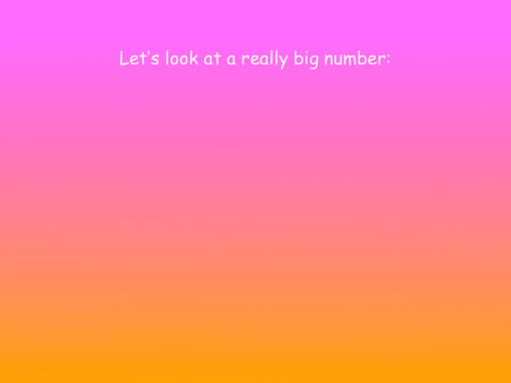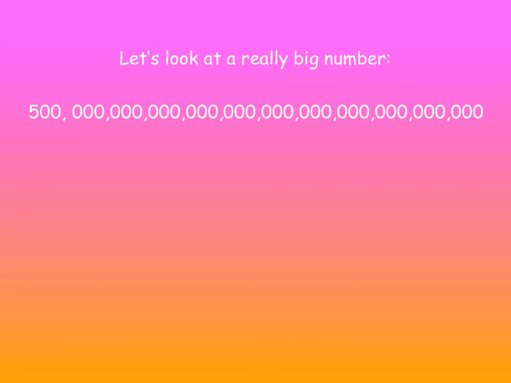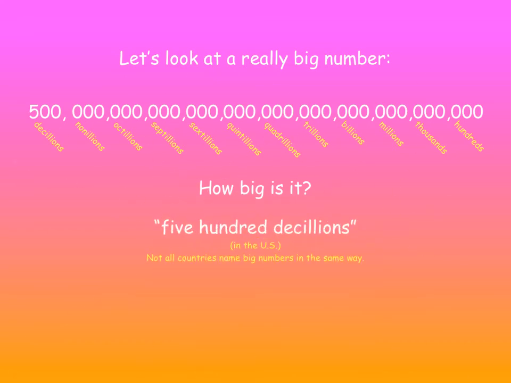Okay, now let's look at a really big number. Wow. How big is it? Well, if you start way over at the right, we've got ones, tens, and hundreds. Then comes thousands, 10,000s, and 100,000s. Then your groups of millions, and billions, and trillions, quadrillions, quintillions, sextillions, septillions, octillions, nonillions, and decillions. Wow. So that's 500 decillions.